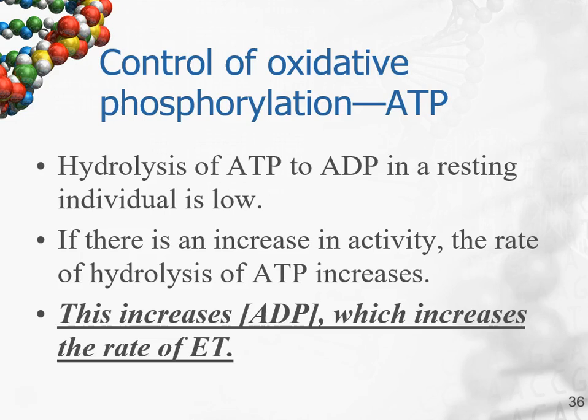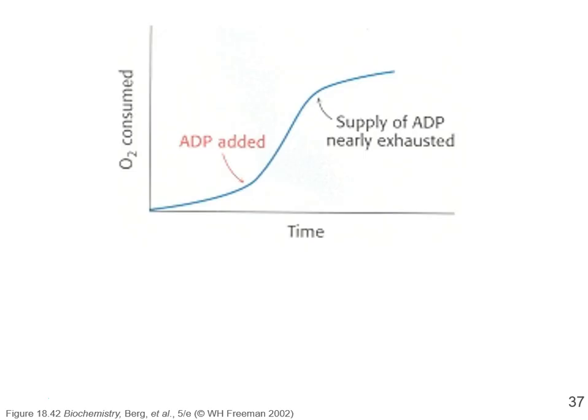So I want to leave you with one last thing, and that is how we control oxidative phosphorylation. Hydrolysis of ATP to ADP in a resting individual is low, but if you get up and do some activity, then hydrolysis of ATP increases. And that increases the ADP concentration, which increases the rate of electron transport.